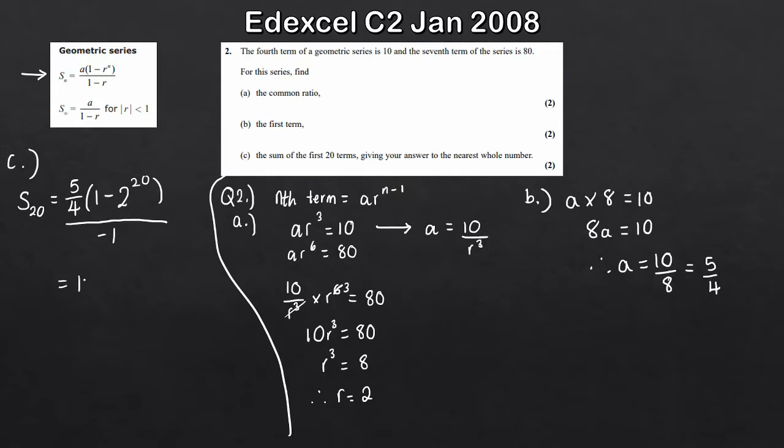What you should get is 1310719. Okay, so that's our sum there of the first 20 terms, to the nearest whole number, like we're asked to in the question. So like we're saying, for the first 3 parts here, just basic applications of formulas and getting used to it.